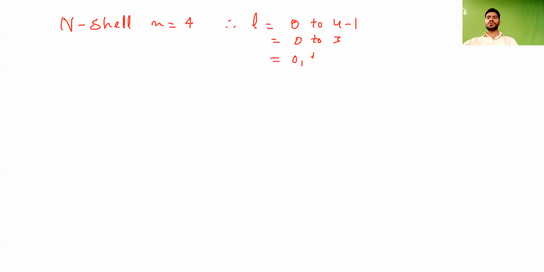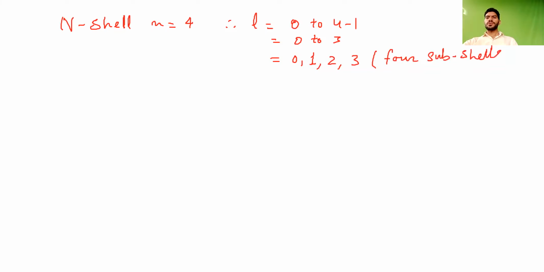So can you tell me how many subshells will be there in this N shell? Has anybody calculated? So for N shell, the small n value is 4. Therefore, the l value will be 0 to n minus 1. So that is 0 to 4 minus 1. So that is actually 0 to 3. 4 minus 1, that is 3. So that is here 0, 1, 2, and then 3. So that means there are 4 subshells, correct? There will be 4 subshells.